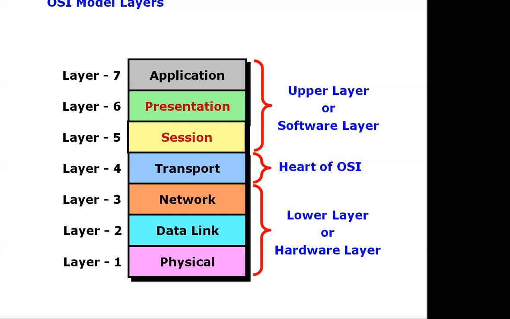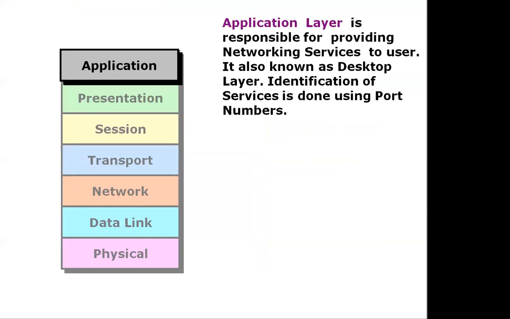And at last, what are the lower layers? Lower layers are network, data link, and physical, in which direct access to hardware devices is included. So we have to explain each and every layer in detail. So let's start with layer number 7, which is known as the application layer.